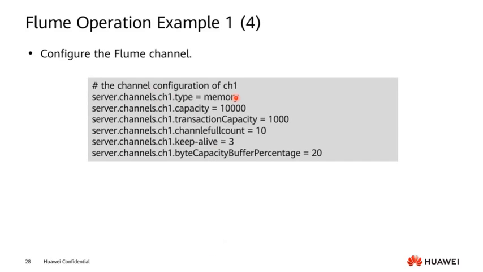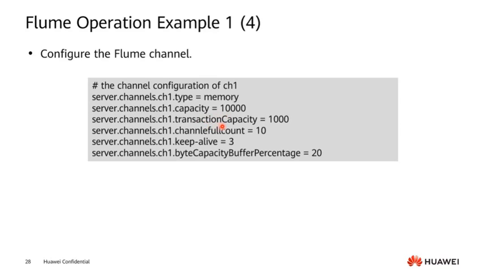Okay, after configuring source, we can configure channel like this. Here, type indicates the channel type. The value can be file or memory as well. Then capacity indicates the number of events cached in the buffer. The value cannot be too large. It is recommended the value be 10 times the value of transaction capacity.